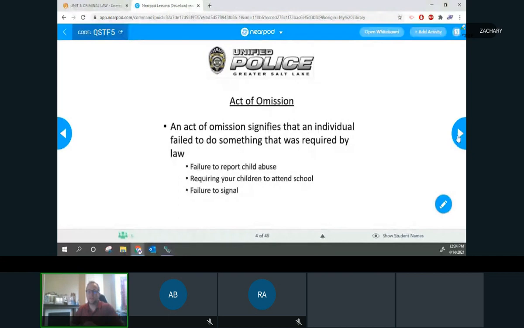Then you have what's called acts of omission. An act of omission signifies that an individual fails to do something that was required by law. Here are some examples: failure to report child abuse, requiring your children to attend school. I don't know if you knew that, but that is actually a law. It's not always followed, but you're supposed to be in some type of school. Failure to signal while you're driving. Those would be acts of omission, something that you are supposed to do but didn't.